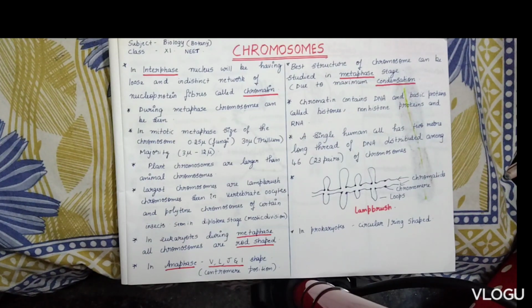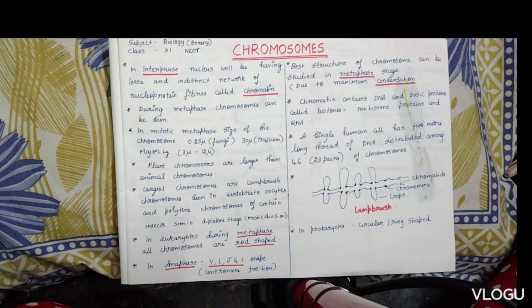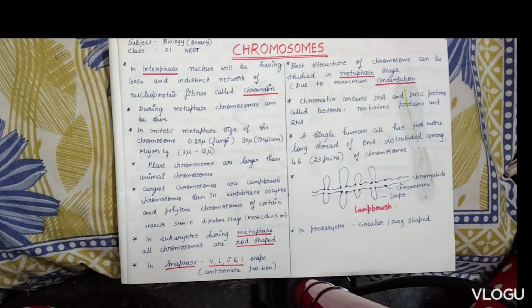Chromosomes, where are they found? How exactly do we see chromosomes, and in which stage of cell division? In the interphase nucleus, the nucleus which is in the interphase stage, there is a loose and indistinct network of nucleoprotein fibers called chromatin.